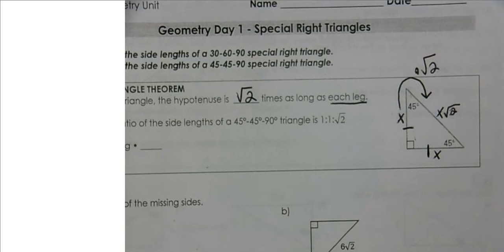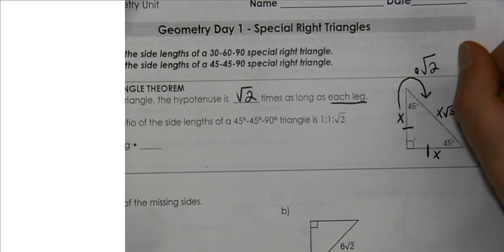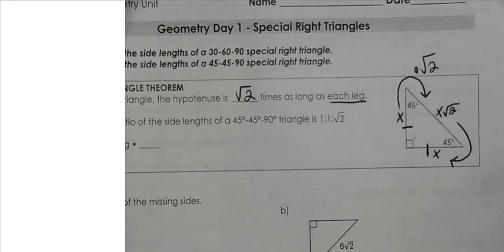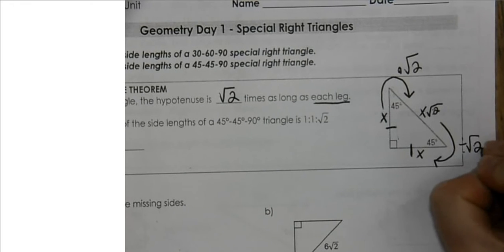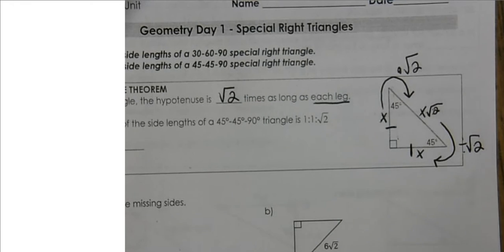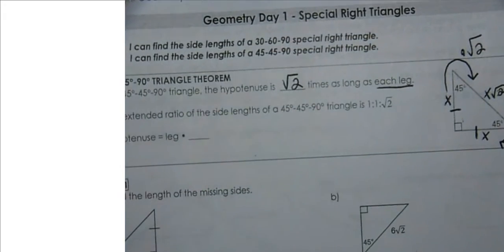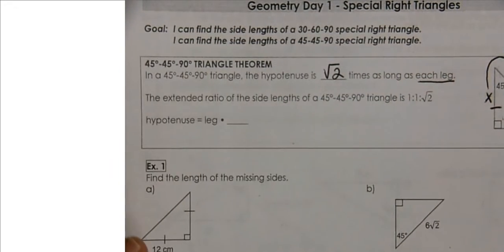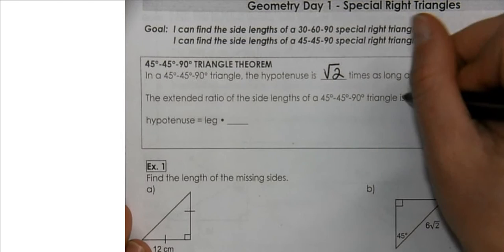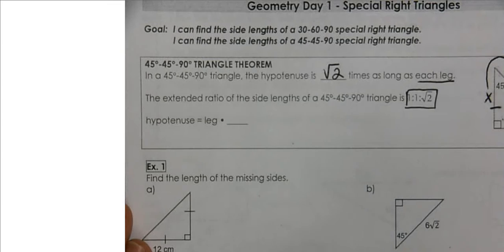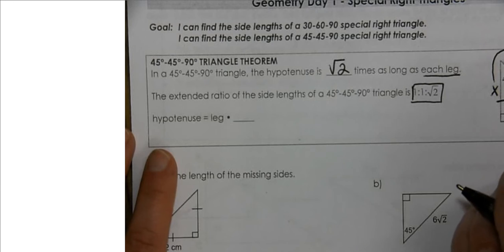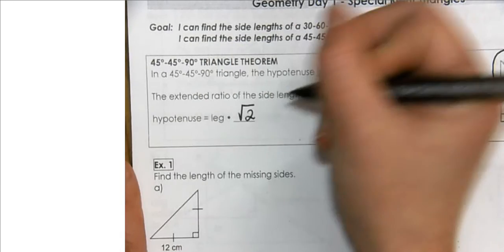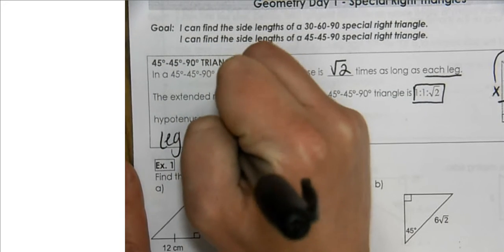And conversely, if we were to know what the hypotenuse is and we would want to find what one of the legs is, instead of multiplying by the square root of 2, you would simply divide by the square root of 2. So therefore, in a special 45-45-90 triangle, the extended ratio of the side lengths is 1 to 1 to square root of 2. And that means that the hypotenuse of any 45-45-90 triangle is simply the leg times the square root of 2. And the leg is going to be equal to the hypotenuse divided by the square root of 2.